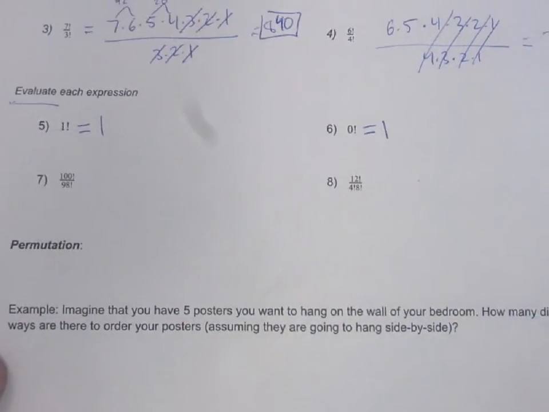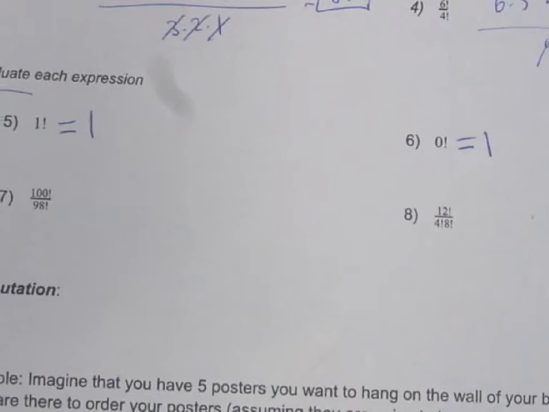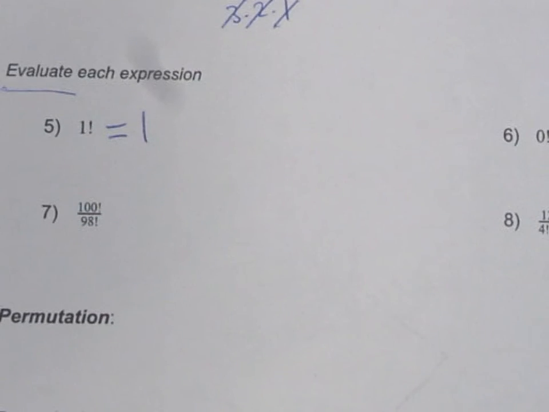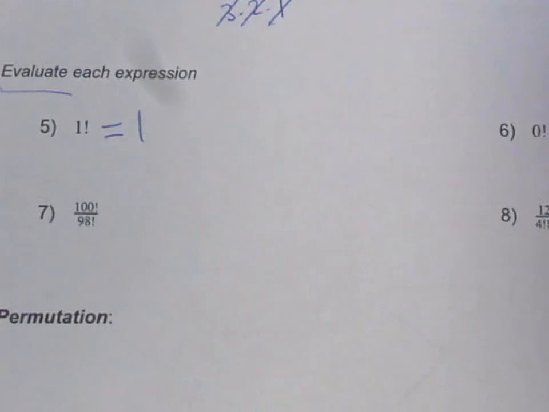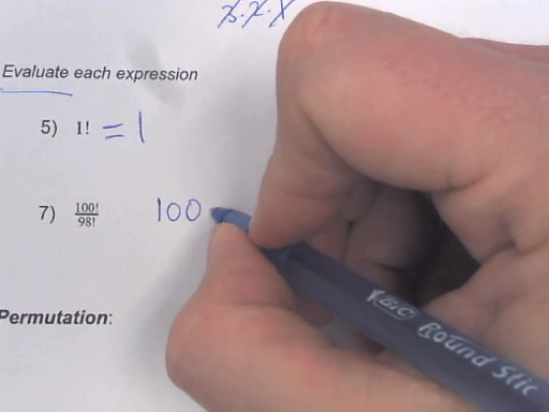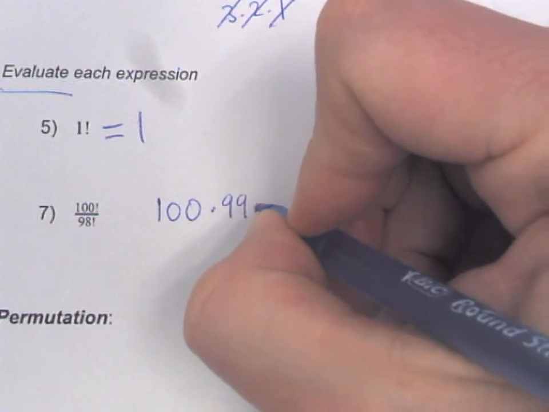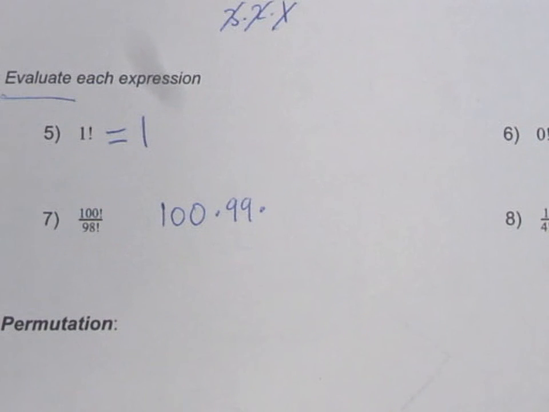All right, continuing here, we have 100 factorial over 98 factorial. Let me zoom in. Now you might be thinking to yourself, that's crazy. 100 times 99 times 98 times 97 times 96 times 95, that's going to take forever, right? Well, no, it's actually not. Check this out. If you start writing this out, you've got 100 times 99, and then the rest of it is just 98 factorial.